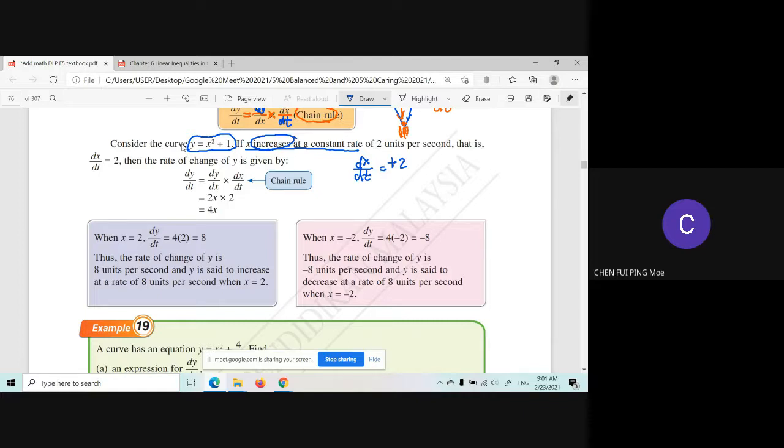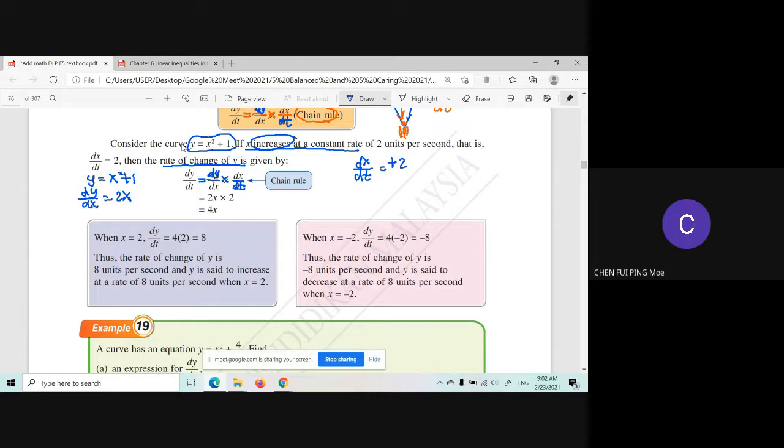Then the question asks you, how to find the rate of change of y? Meaning that you need to find dy dt. So write down dy dt, make the chain rule like this. So dy, copy here, dt, copy here. Then both at here will be dx, because given is dx. So dy dx, find from here. So y equals x squared plus 1. So dy dx, differentiate this, getting 2x, meaning that dy dx is 2x, and then multiply dx dt which is 2. Then dy dt answer is 4x.